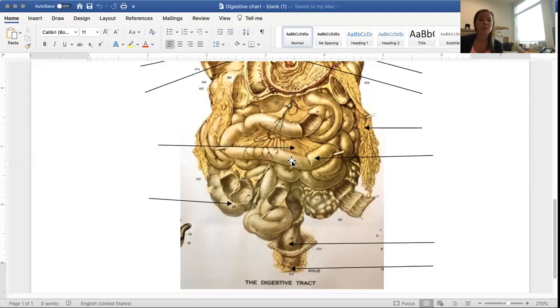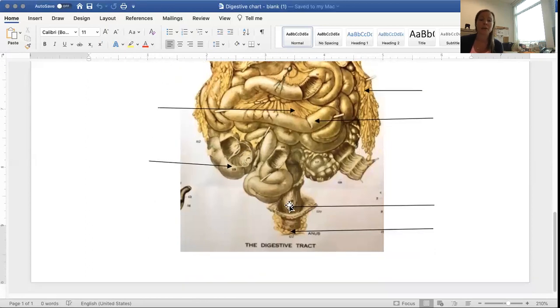This, all of this, is the small intestine. And this is part of the large intestine called the cecum. And then down here is the terminal portion of the digestive tract. This is the rectum, and the opening at the bottom is called the anus.